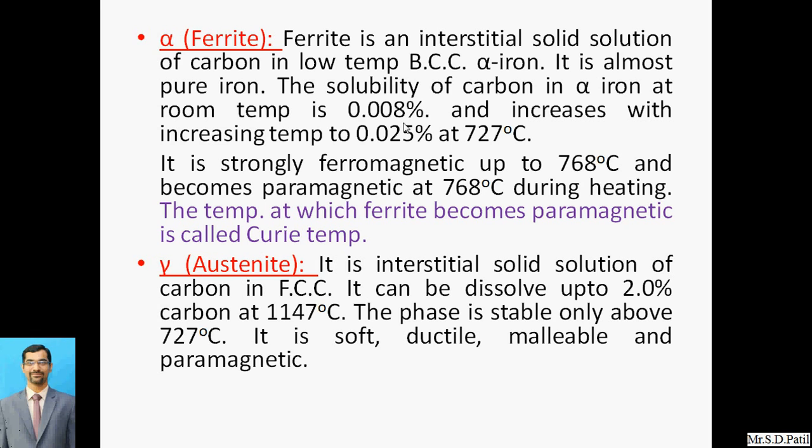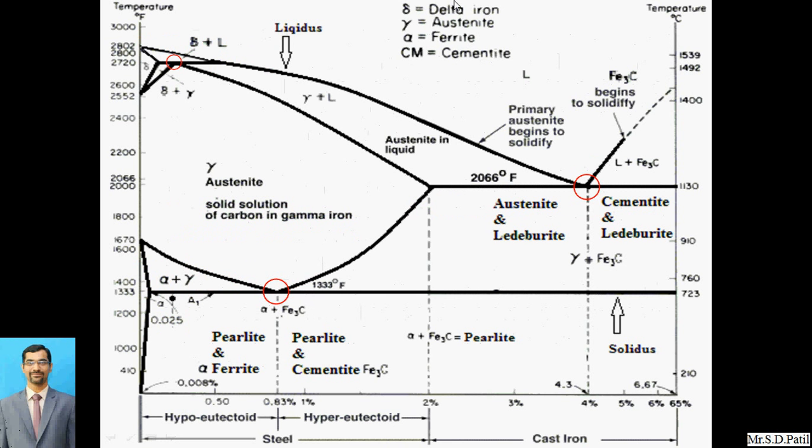It is strongly ferromagnetic up to 768 degrees Celsius and becomes paramagnetic at 768 degrees Celsius during heating. The temperature at which ferrite becomes paramagnetic is called the Curie temperature. We will see this again in the next slides. Now the next phase is austenite. Basically it is again an interstitial solid solution of carbon in FCC iron. So austenite will be present in the FCC structure, while here it will be BCC.